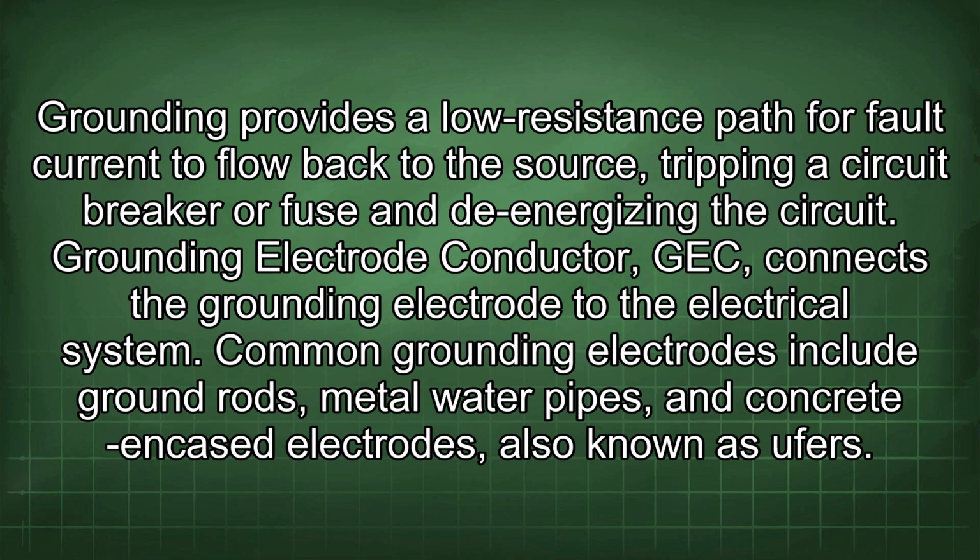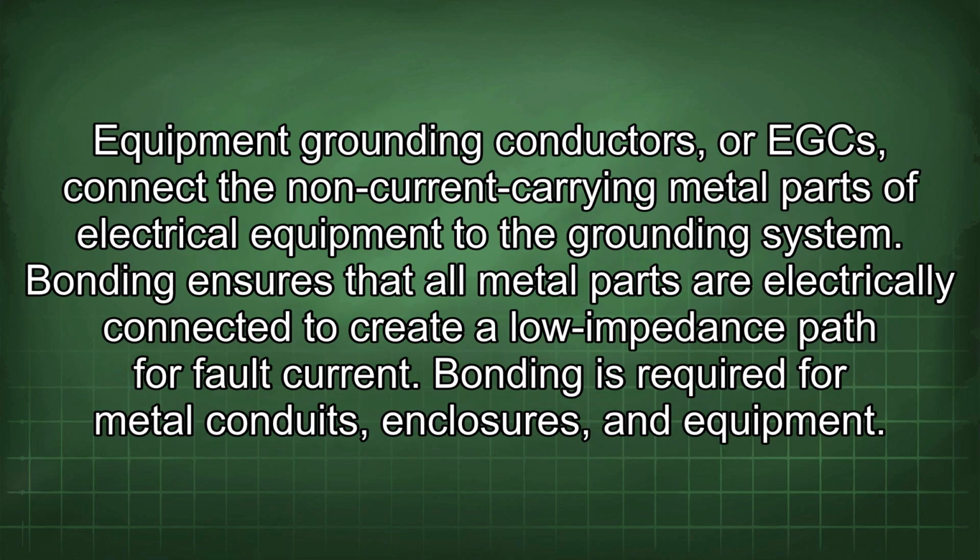Common grounding electrodes include ground rods, metal water pipes, and concrete-encased electrodes, also known as Ufers. Equipment grounding conductors, or EGCs, connect the non-current-carrying metal parts of electrical equipment to the grounding system. Bonding ensures that all metal parts are electrically connected to create a low-impedance path for fault current. Bonding is required for metal conduits, enclosures, and equipment.